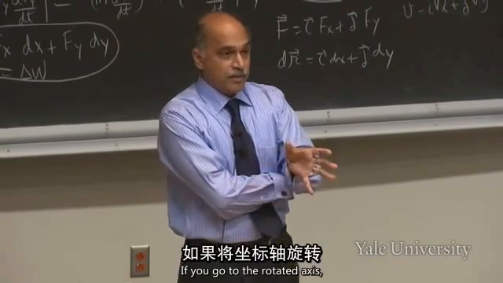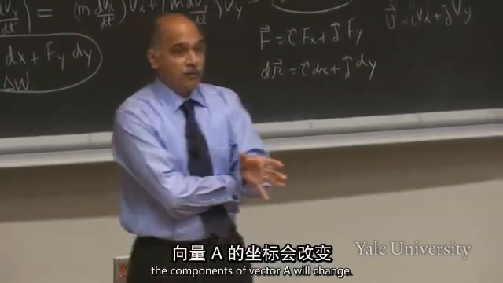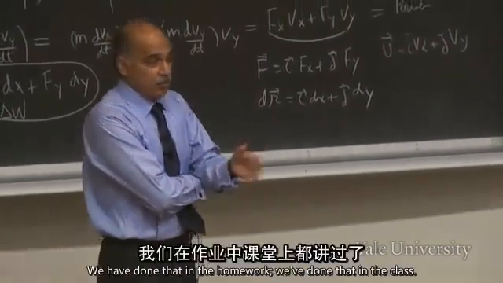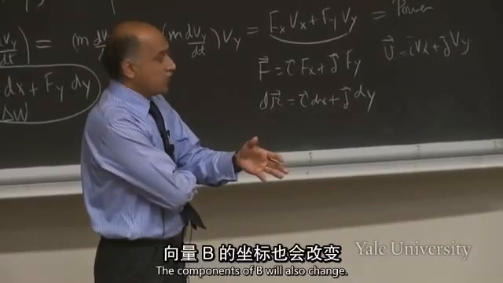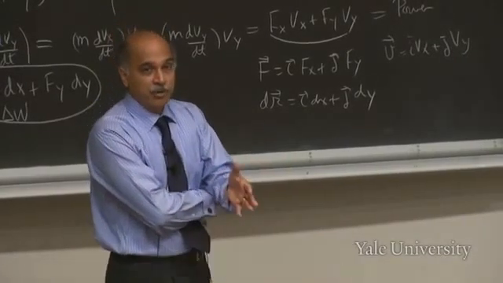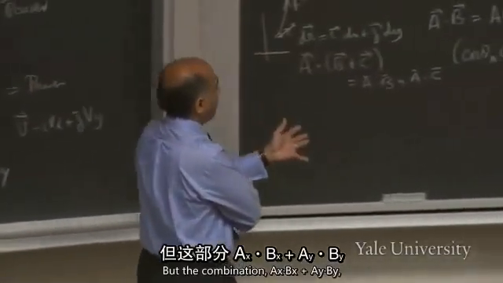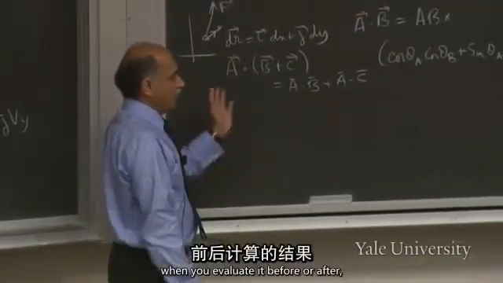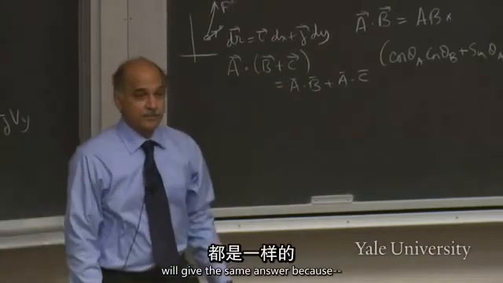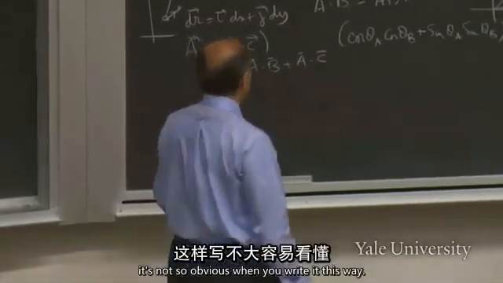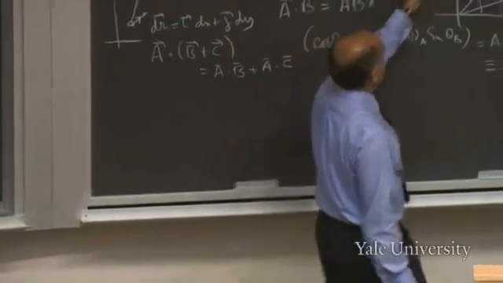If you go to rotated axes, the components of the vector A will change. We have done that in the homework, we've done that in the class. Components of B will also change. Everything will get a prime. But the combination AX, BX plus AY, BY, when evaluated before or after, will give the same answer. Because it's not so obvious when you write it this way.